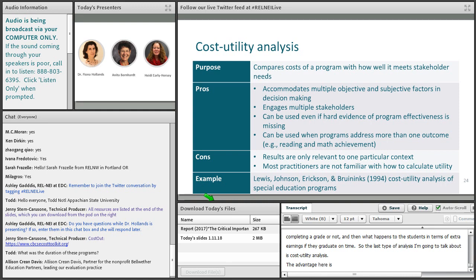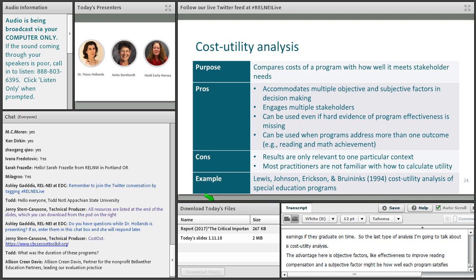So an objective factor might be something like effectiveness at improving reading comprehension, and a subjective factor might be how well each program satisfies teacher preferences. It's a great way to engage multiple stakeholders in decision making. It can be used even if there isn't hard evidence of program effectiveness. And it can be used when programs address more than one outcome. For example, the program might improve both reading and math achievement.